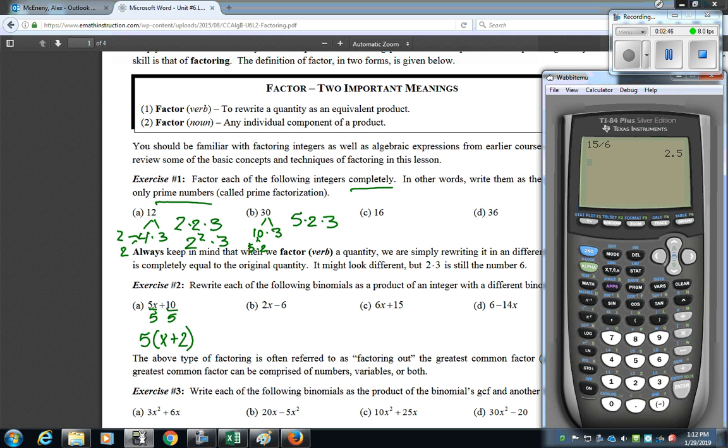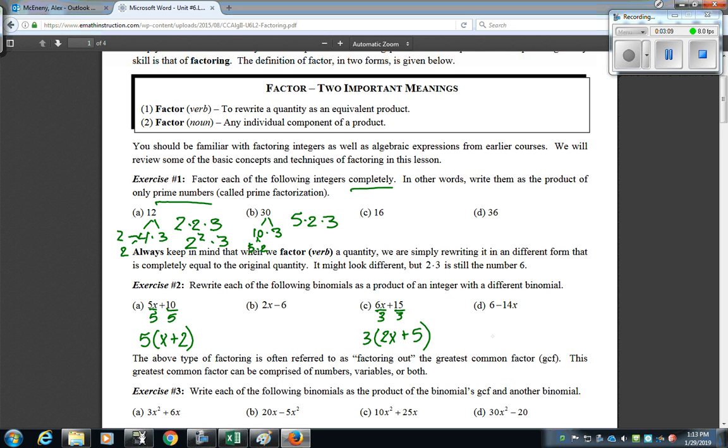But I can do 3 because I get a whole number out. So I can divide 6x and 15 by 3. And that's going to leave me with a 3 as a factored out part. And I'm going to have 2x in the parentheses plus 5. Now going on to exercise 3.